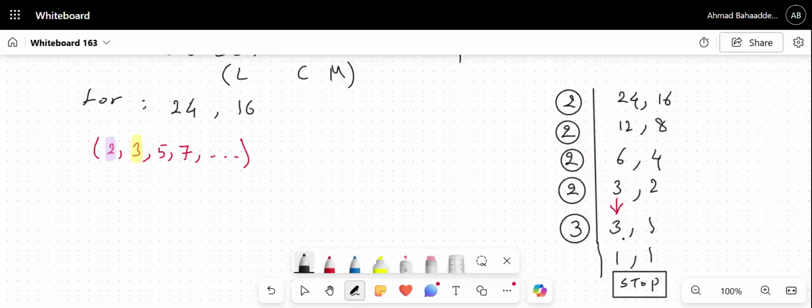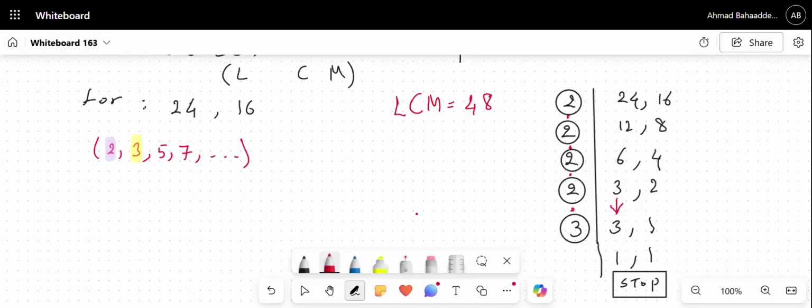We don't continue. Now we multiply all of these numbers. We multiply from the bottom because it's easier. We multiply the bigger number: 3 times 2 is 6, times 2 is 12, times 2 is 24, times 2 is 48. So the least common multiple of 16 and 24 is 48.